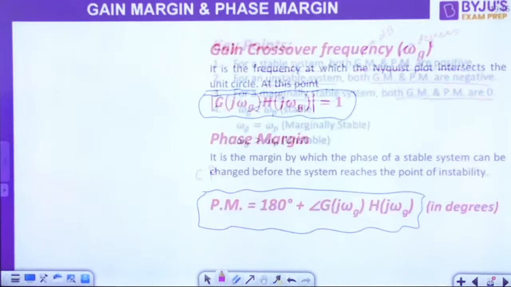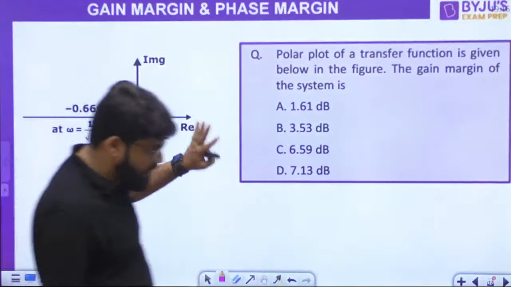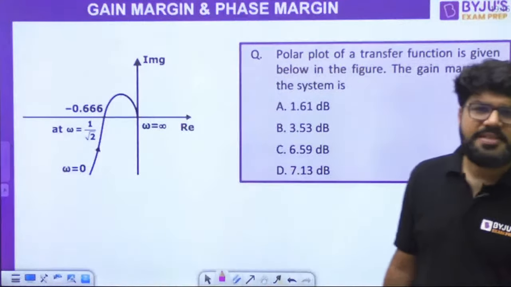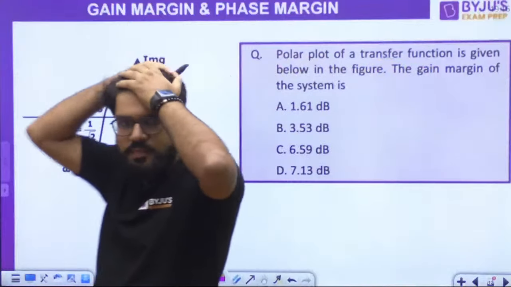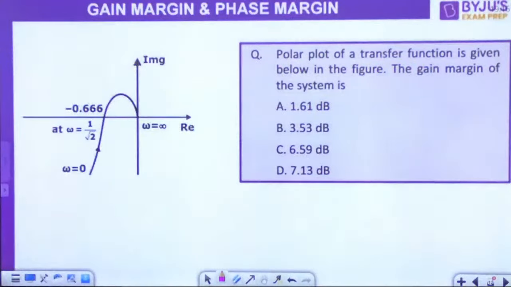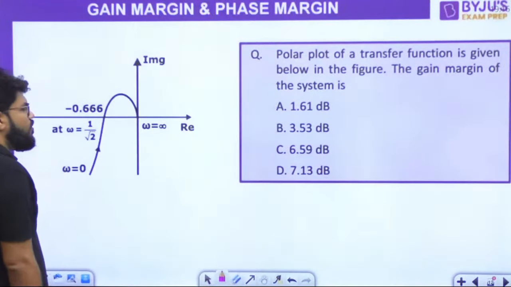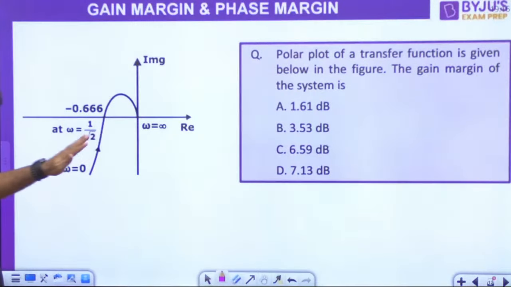Okay, let's move ahead. With this concept, once again on the picture, one conceptual question. Everybody has to answer this easily. The polar plot of a transfer function is given below in the figure. What is the gain margin of the system? Very simple question. It is asked in decibel.